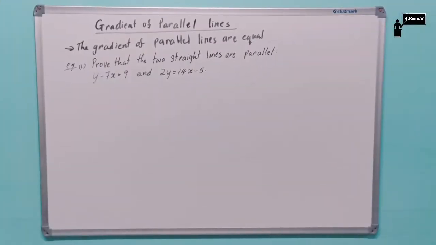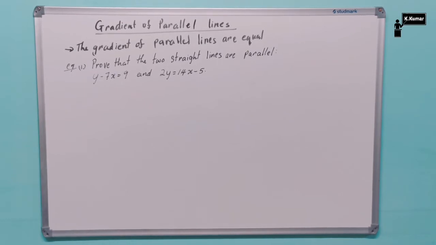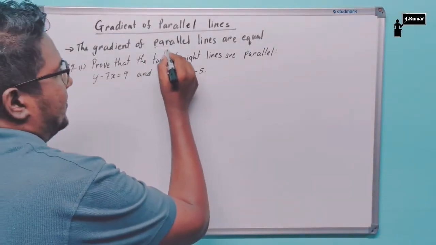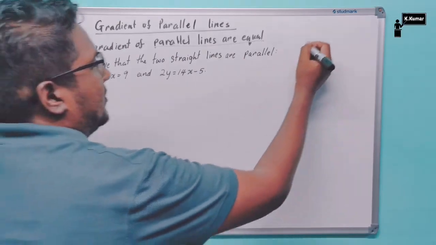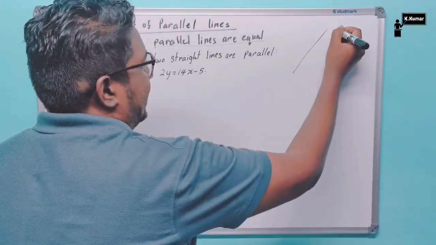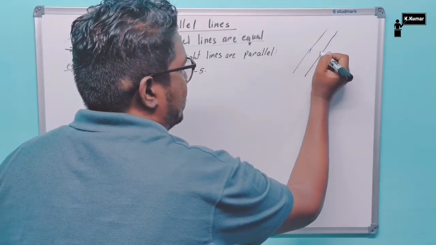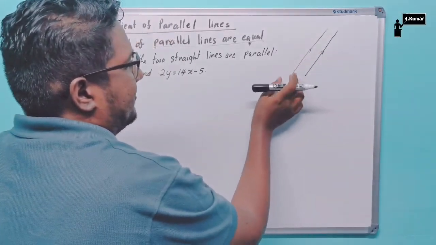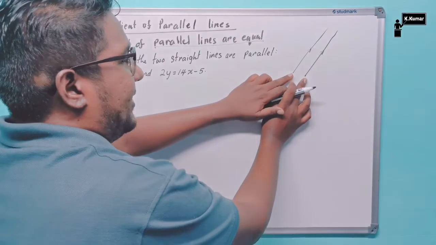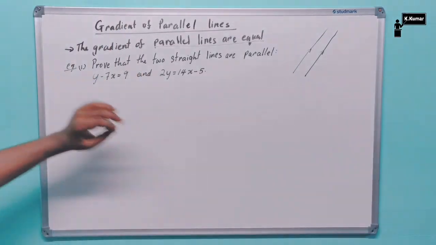Gradient of parallel lines. So when dealing with parallel lines, the gradients of parallel lines are equal. So you know what parallel lines are, right? You have two lines running alongside each other, equidistant, and they never touch. The gradient of our parallel lines would be the same, right?